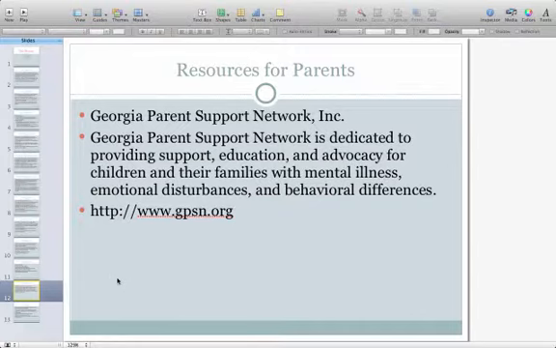And our last resource for parents is the Georgia Parent Support Network Incorporated. Georgia Parent Support Network is dedicated to providing support, education, and advocacy for children and their families with mental illness, emotional disturbances, and behavioral differences. So, just in case, once we get out in the school system and we're actually teachers and we may possibly have students with disabilities, these are just some great resources to provide parents with that may have questions on due process and what it is and just anything that they need to know.